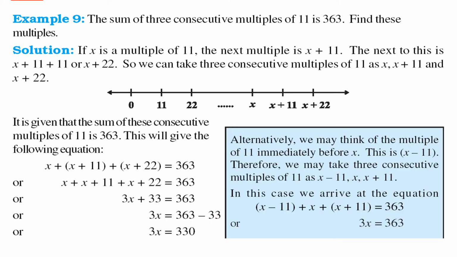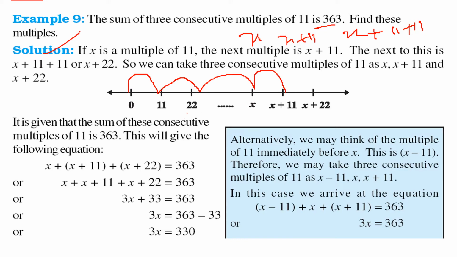The sum of 3 consecutive multiples of 11 is 363. Find these multiples. How to find this? Say one is x, the other has to be x plus 11, because it is a multiple of 11. The next one has to be x plus 11 plus 11, that is x plus 22. So this is how we start, 0, 11, 22, because the differences are 11 only. x, x plus 11, x plus 22, that is 11 difference.